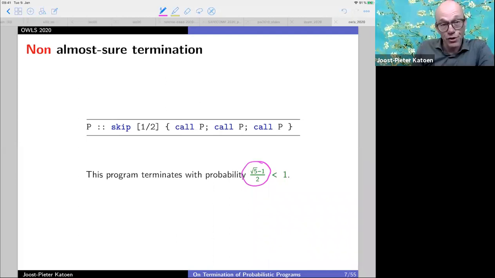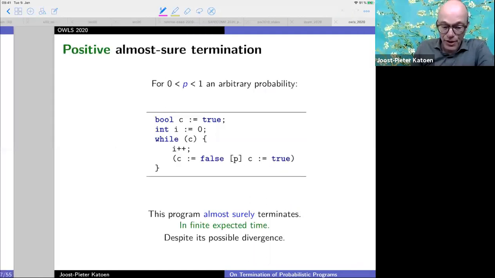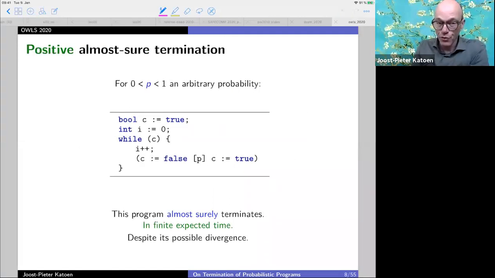Good, so we have seen certain termination, we have seen almost sure termination, and then there is a third notion. And this notion has to do with the number of steps that we need until termination. I illustrate this by means of the example we have seen before. This is this example where we just have a counter, and in every iteration we flip this biased coin.